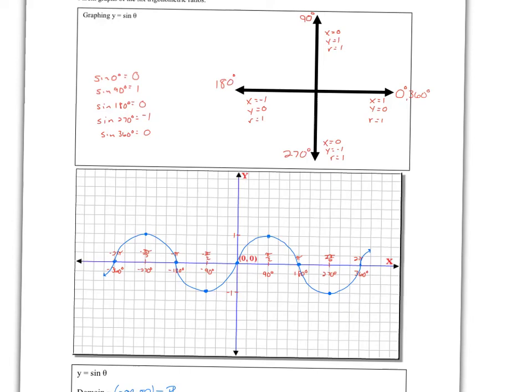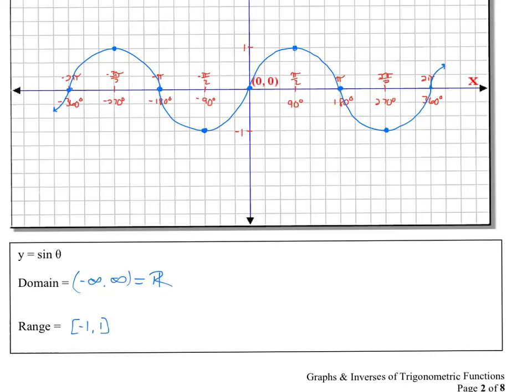So some questions at the bottom that we need to answer. First question is, what is the domain of this? And I'm telling you it's everything. Any number you can think of, you can put in for an angle. It goes from negative infinity to infinity. Remember, these parentheses means it does not include the number, because infinity is not a number. Here's how we know the domain's everything. I can go from left to right and trace over this, never lifting up my pencil. It goes forever left and right. It never stops going left and right, just continues.